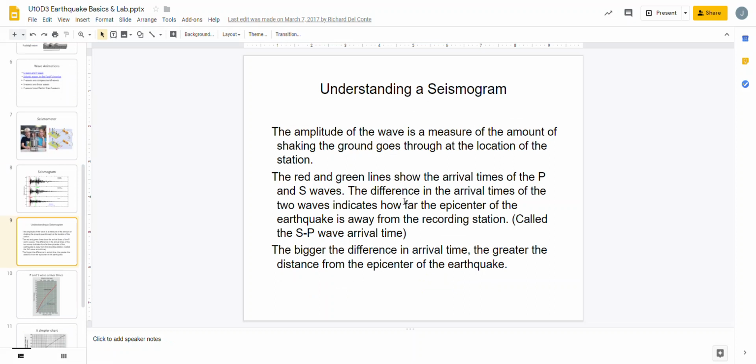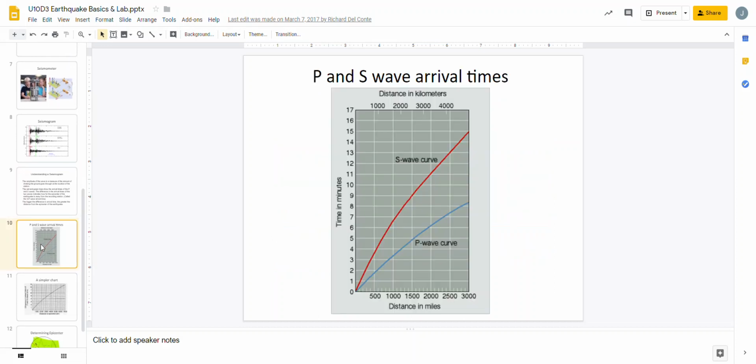So this statement here just explains how the seismogram works again. It's everything I just said. So you can take a look at that presentation if you need to review this. I wanted to skip ahead here to P and S wave arrival times. This is a common chart that you'll see. We're not going to use this chart, but I want you to understand what it tells us about the P waves and the S waves.